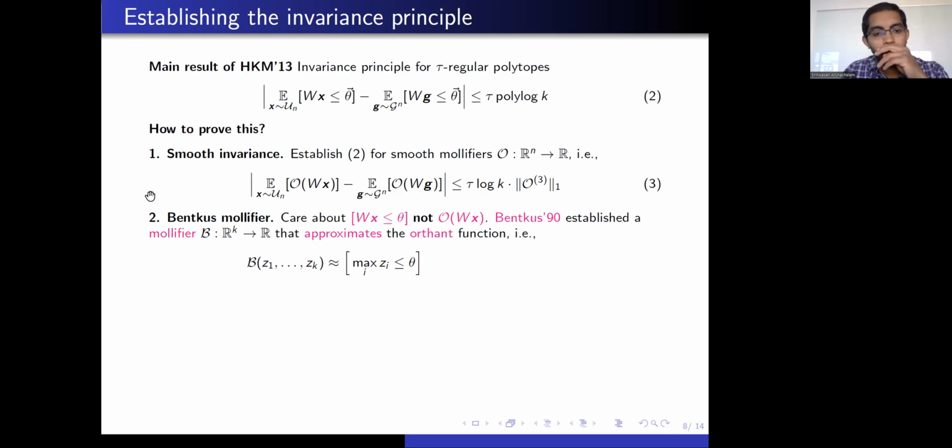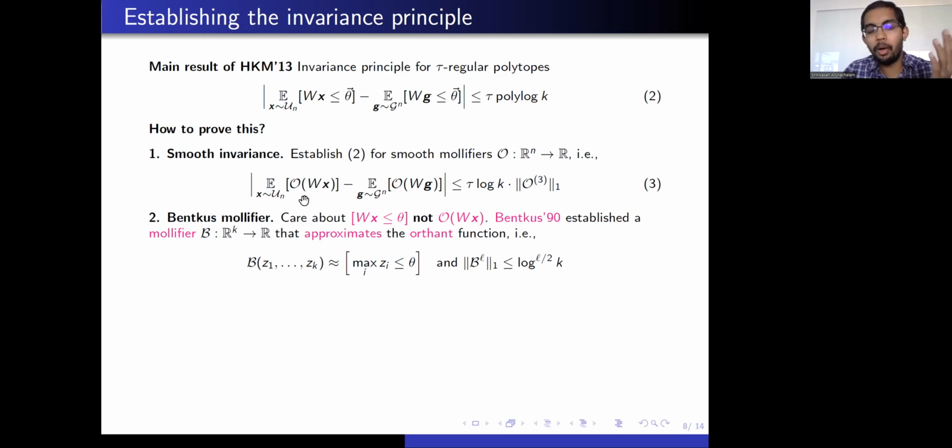So the point is, for O, I'm going to eventually use B, the Benkus modifier. But what needs to be shown is how the L1 norm of the third order coefficients behaves. What's very nice is that Benkus modifier also satisfies that the L1 norm of the Lth order coefficients is polylogarithmic in K. So if I just replace O with B, this quantity is just polylog in K times tau on the right-hand side.